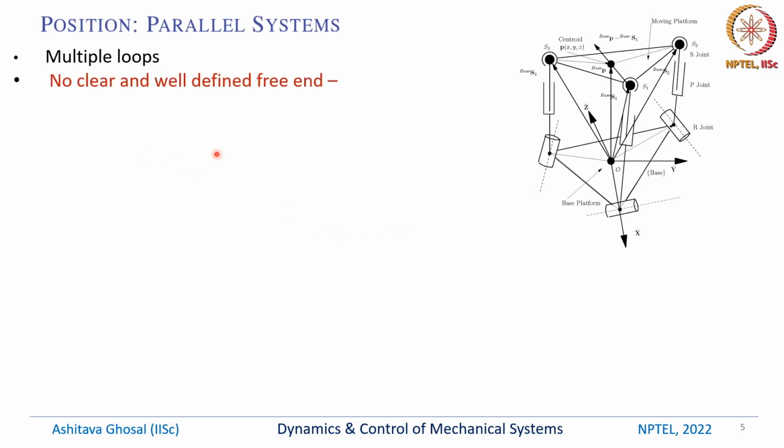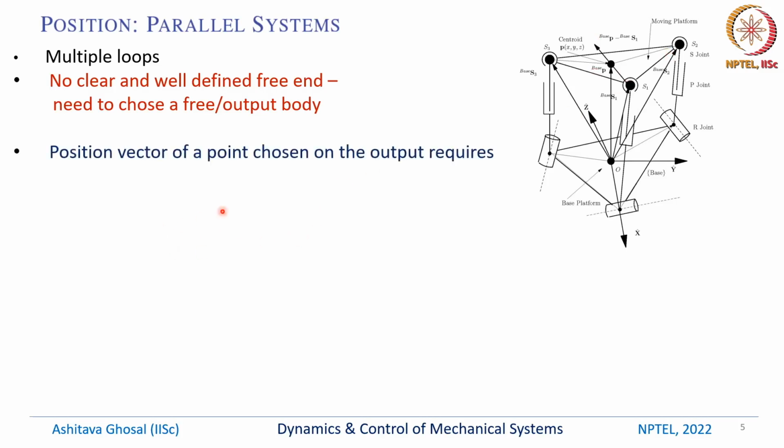And there is no clear and well-defined free end as in a serial chain. In a serial chain, one end is fixed and one end is free. So in this case, which is the free end? Somebody can say that this is my free end, which is a reasonably good choice, but somebody can say that this link is my output and this is my free end. So we need to choose what is the free end and which is the output rigid body in parallel systems, parallel mechanisms and parallel robots.